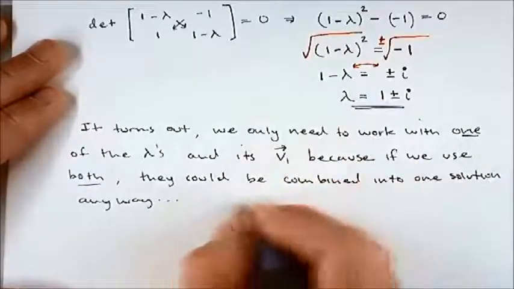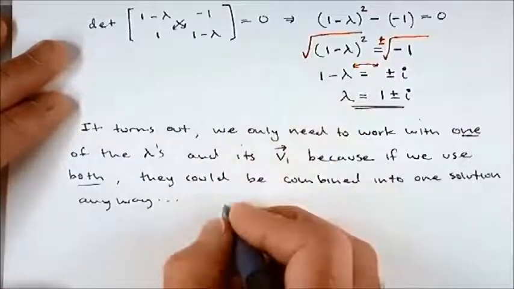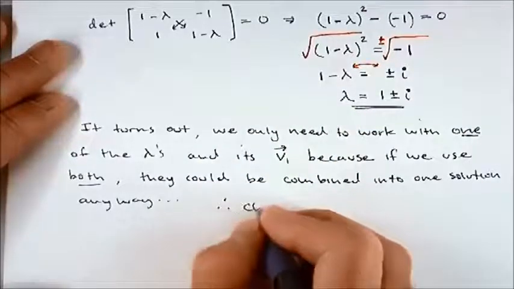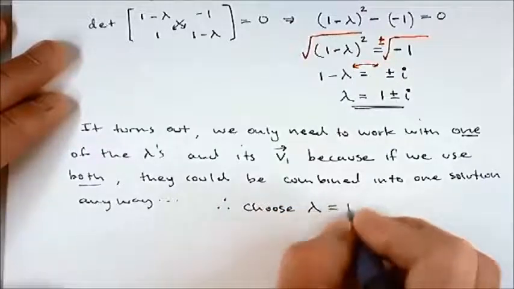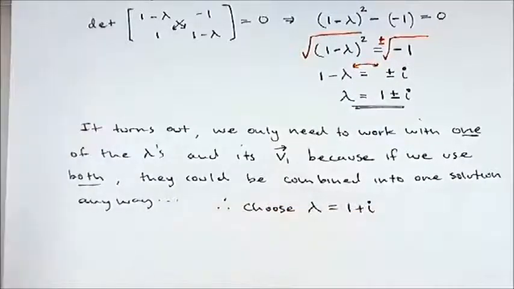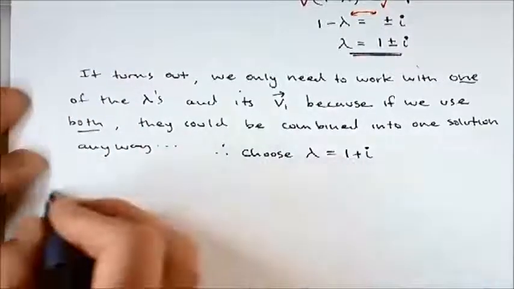So I'm going to choose just randomly. I might as well, because I want to think positive here. Therefore, we're going to choose to work with 1 plus I rather than 1 minus I. We could have chosen either one. It doesn't really matter. But we do need the eigenvector for that.